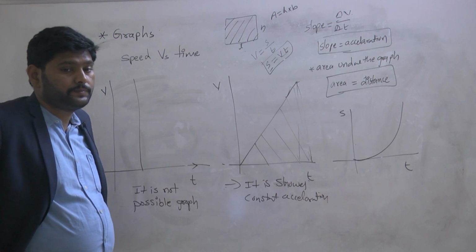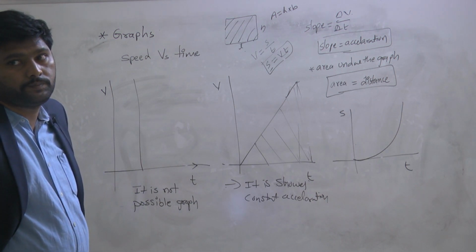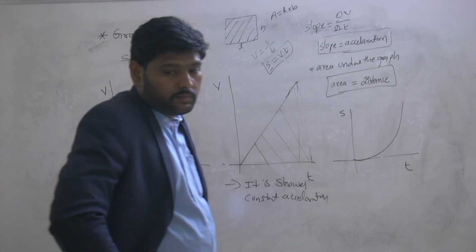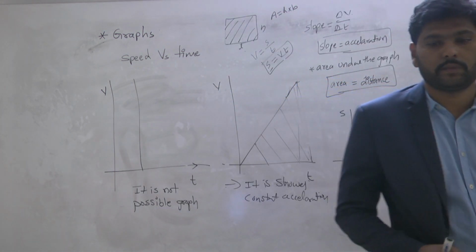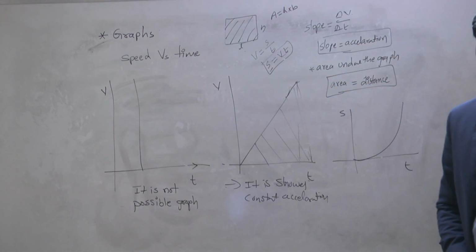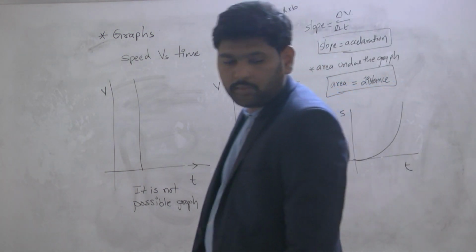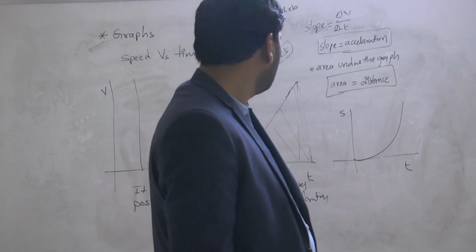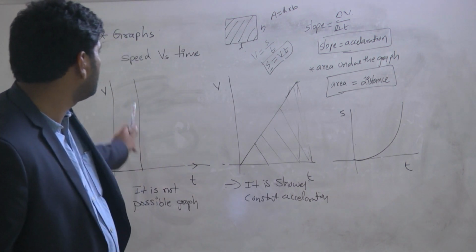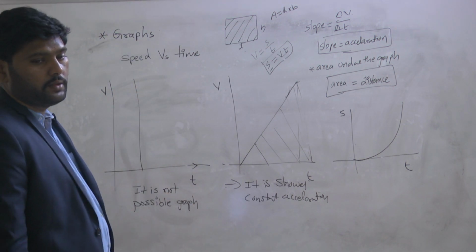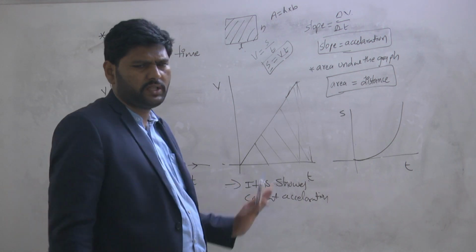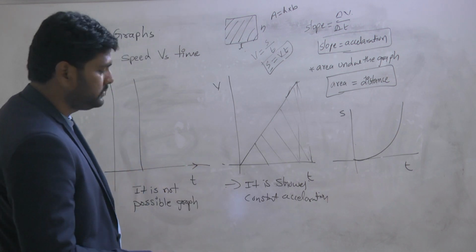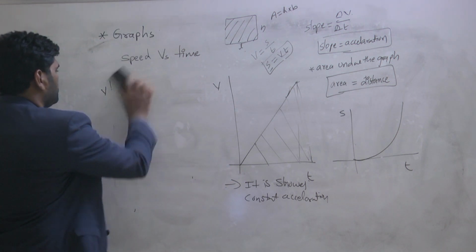Completed? Understood? Yes, sir. I'll give one problem to you based on this. These are the graphs for distance, speed versus time graph. Okay. We will draw different graphs also. Actually this is enough up to your level. Now I'll give some questions.